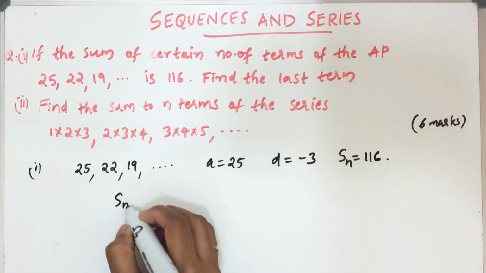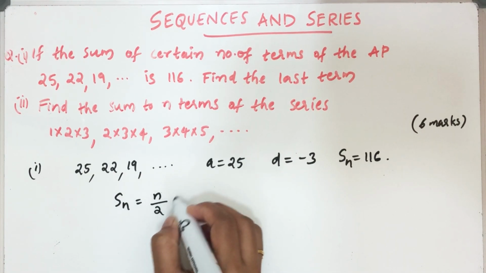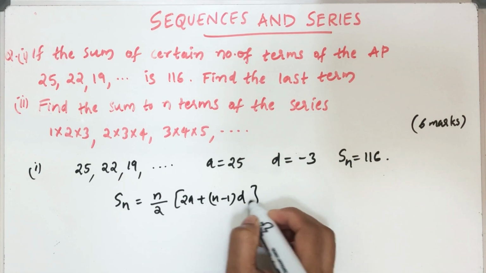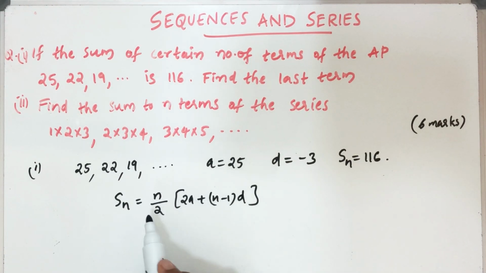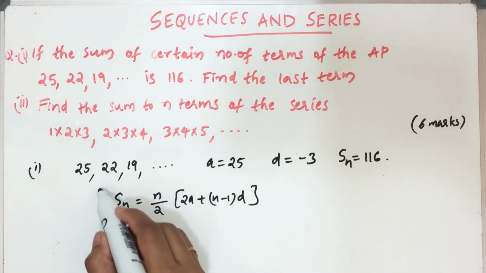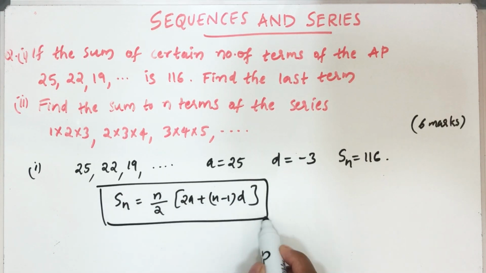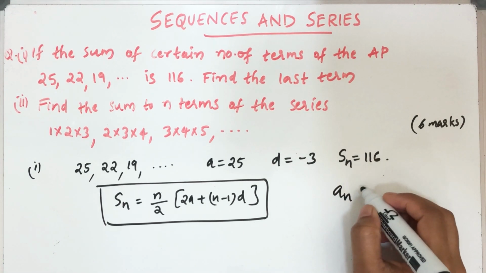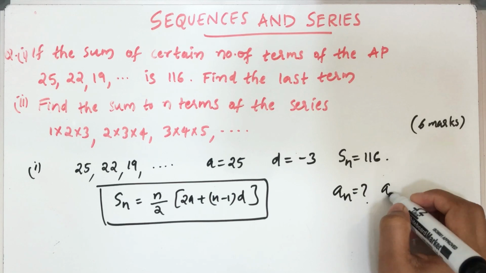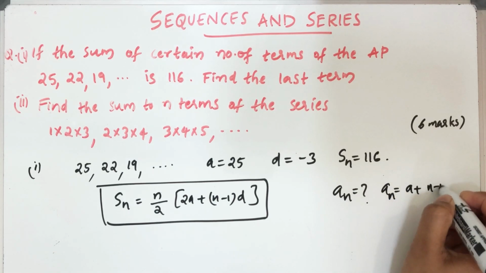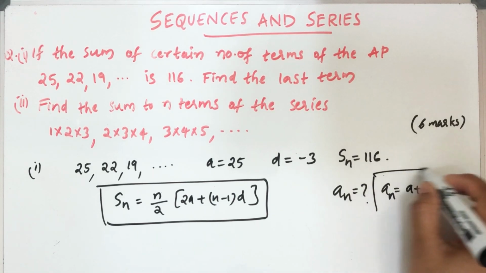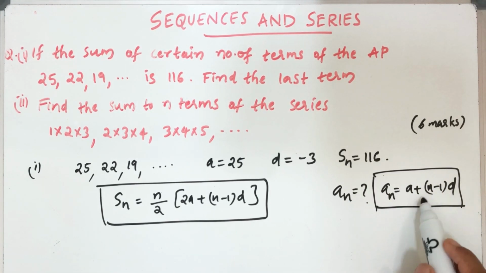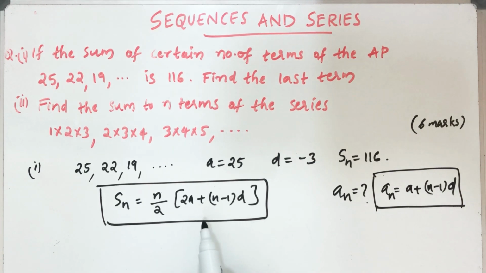We know Sn is equal to n by 2 into 2a plus n minus 1 into d, the equation for sum to n terms of an AP. And also to find the last term, the formula for an is equal to a plus n minus 1 into d. Here we have a and the common difference. We need n. We can get n from Sn.